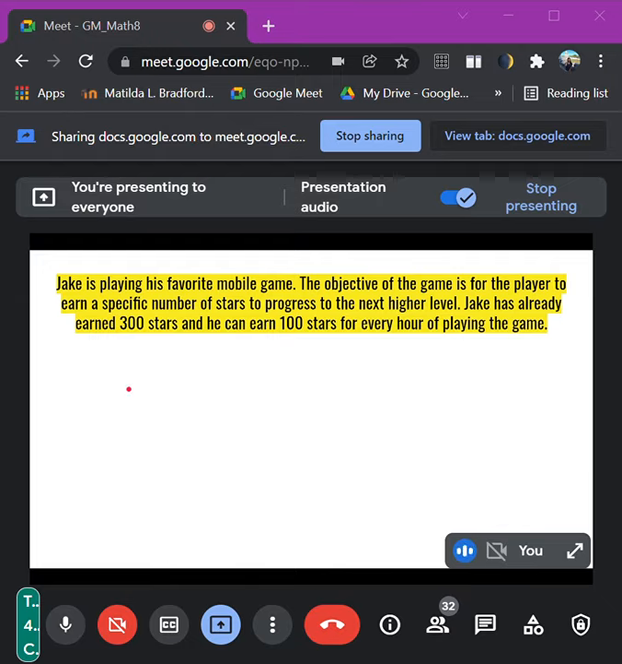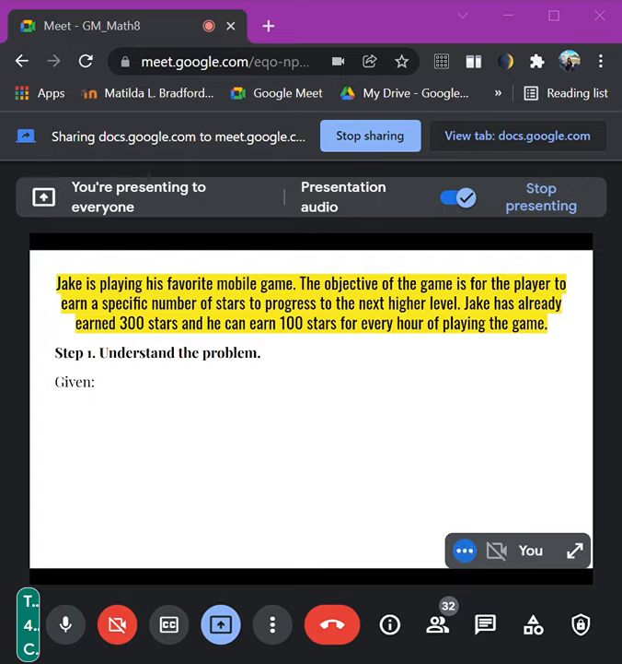So here, I'm going to start with what are the given that we can see in our problem. So si Jake, nag-play daw siyang favorite mobile game. Ang objective sa game is for the player to earn a specific number of stars to progress to the next higher level. And then si Jake, kay nanay na earned nga 300 stars. And he can earn 100 stars for every hour of playing the game. So, unsa man nga to ang given diri, class? I know you're familiar with this game.